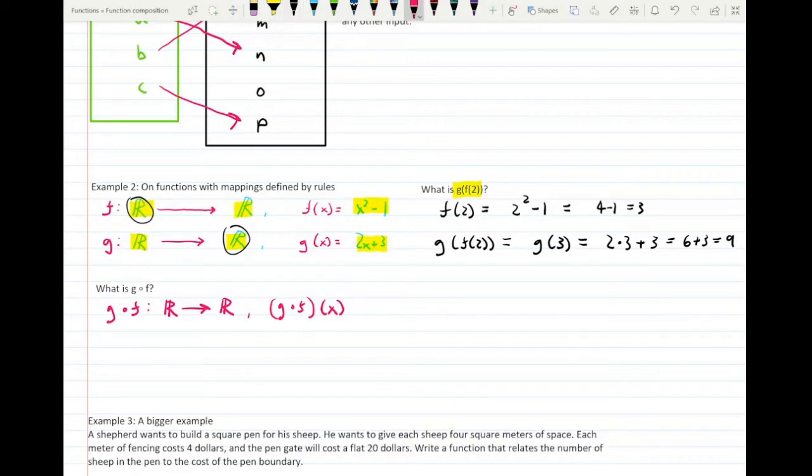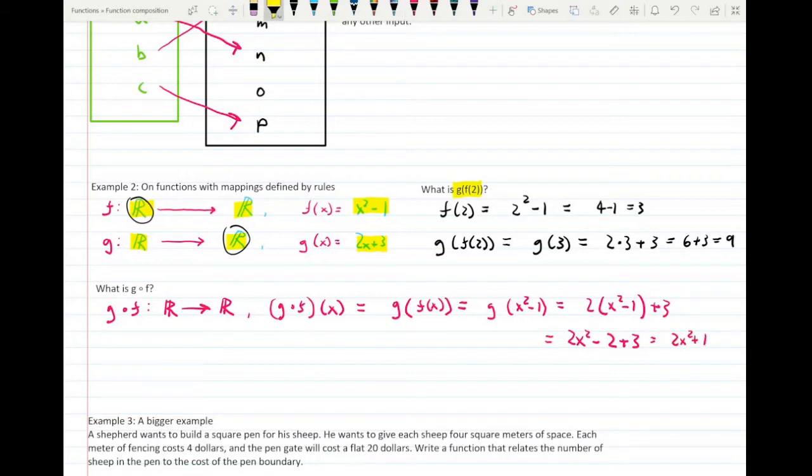So g composition f of x is equal to g of f of x, which equals, substituting in, g of x squared minus 1, which, if you plug this into the expression for 2x plus 3, you will get 2 times x squared minus 1 plus 3, which equals 2x squared minus 2 times 1, or 2, plus 3, which equals 2x squared plus 1.